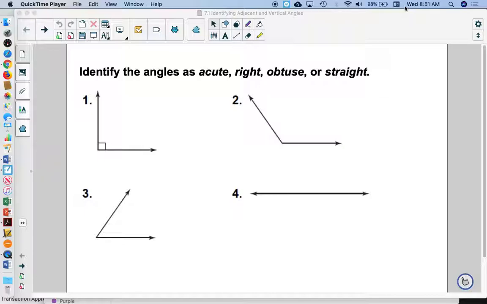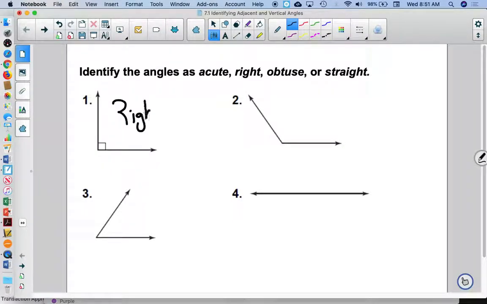All right. Number one, what type of an angle is number one? Somebody raise your hand and tell me. Kenai. Right. This one is a right angle. You didn't need to measure it, did you, Kenai? Nope. How do you know it's a right angle? What told you that? 90 degrees. 90 degrees and that little symbol right there, okay? Knowing that it's a right angle and knowing what that symbol stands for.